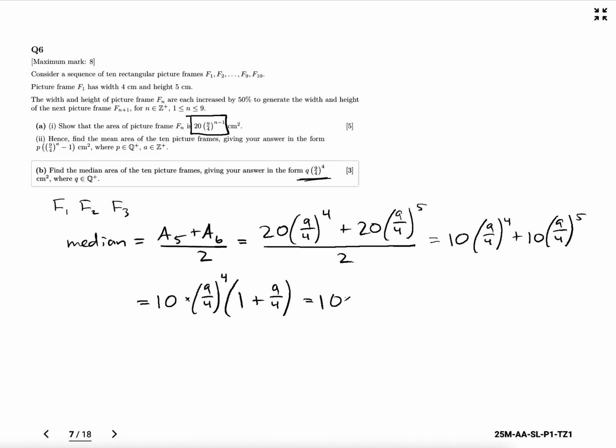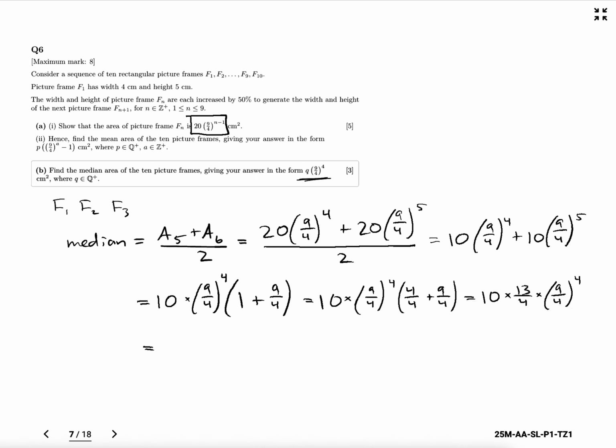So we get 10 times (9/4)^4. And here we have 4/4 plus 9/4, which is going to be 13/4. So we get 10 times 13/4 times (9/4)^4.